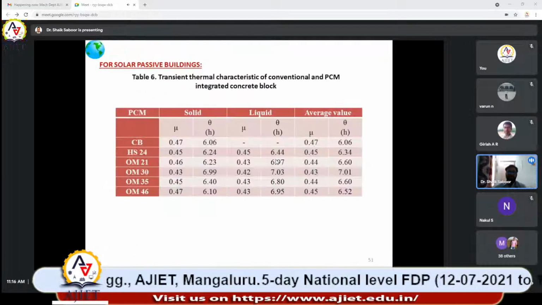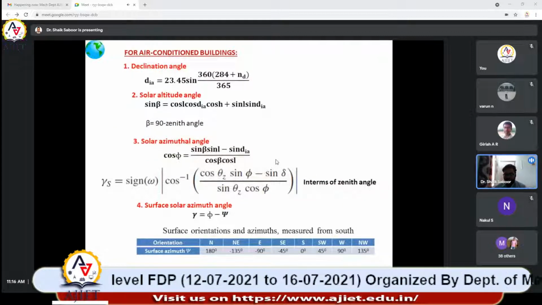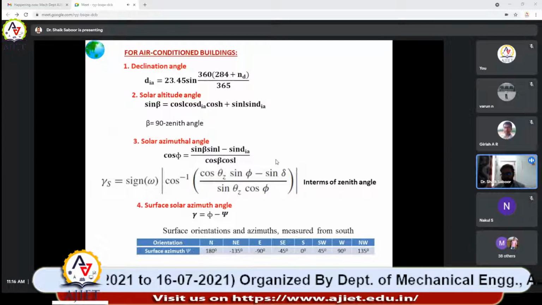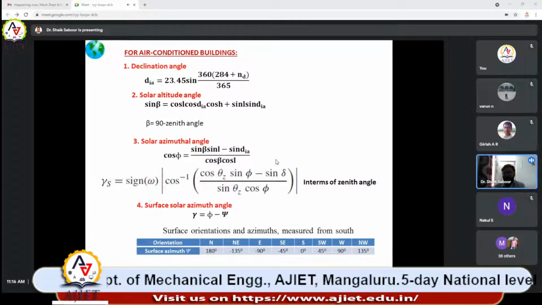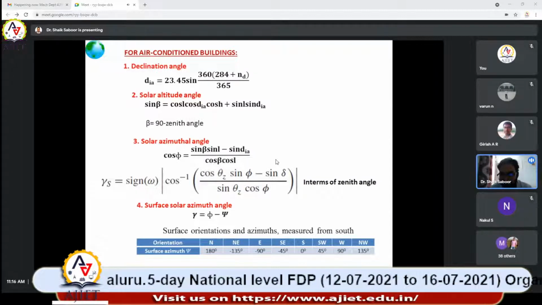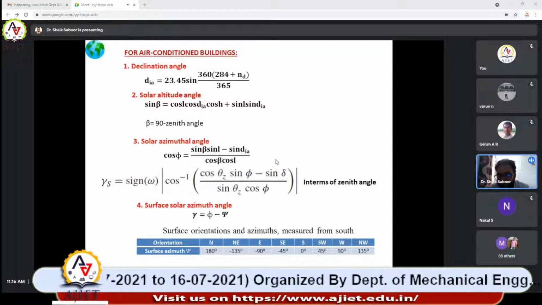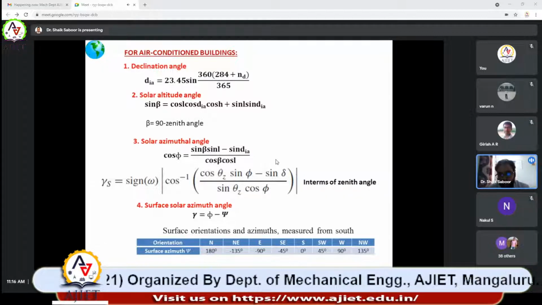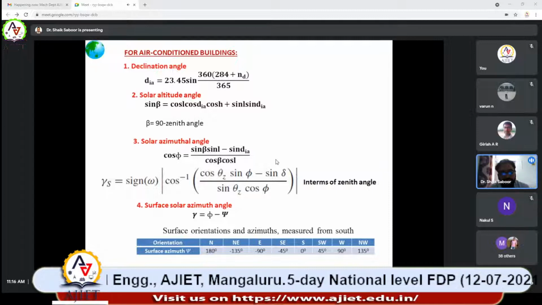Suppose you are using it for an air conditioned building, using these PCM integrated walls or roofs, how much energy are you going to save if you are using an air conditioner? For that we have a different approach, as I have already told. This approach is not constant. This approach changes from place to place, because the sun-earth geometry is very, very important.